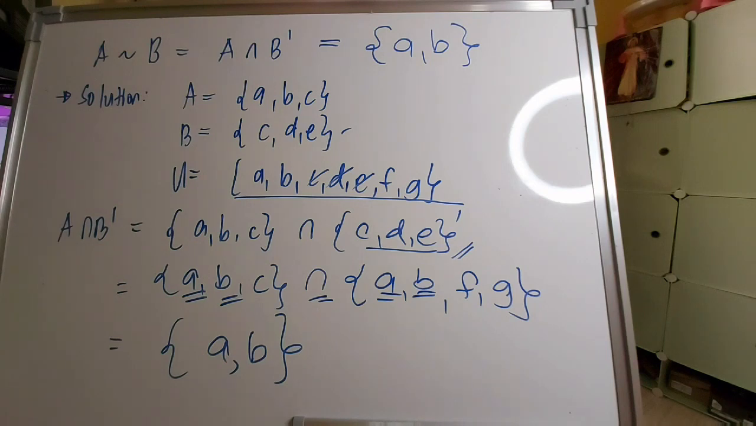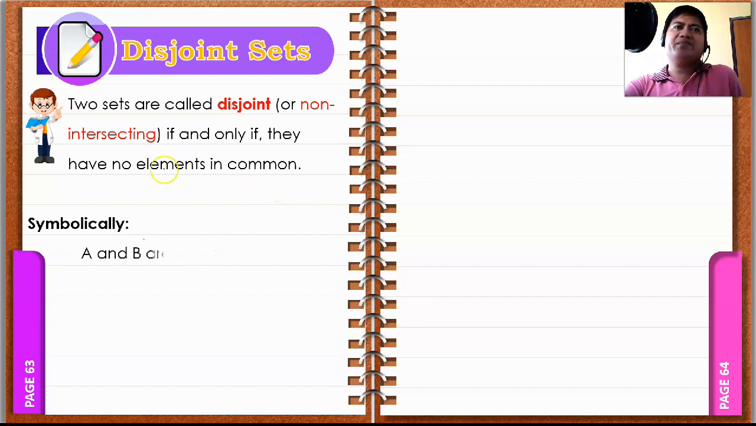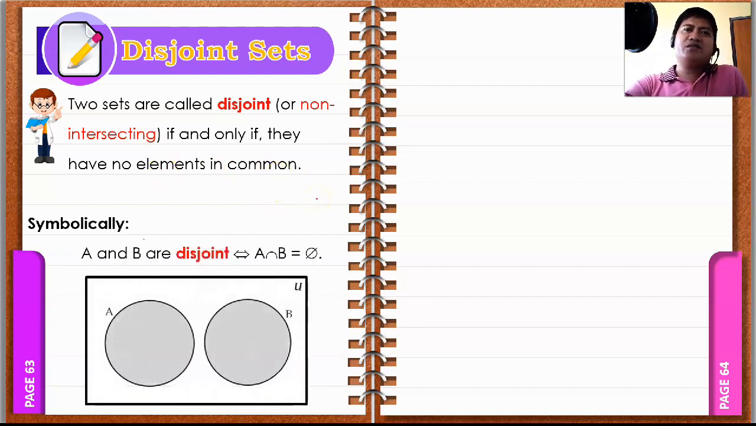Two sets are called disjoint or non-intersecting if and only if they have no elements in common. So obviously, if there are no elements in common, then we call those disjoint sets. In symbols, A and B are disjoint if their intersection is empty. In other words, there is no intersection. So A intersection B is empty. In this case, sets A and B are disjoint.